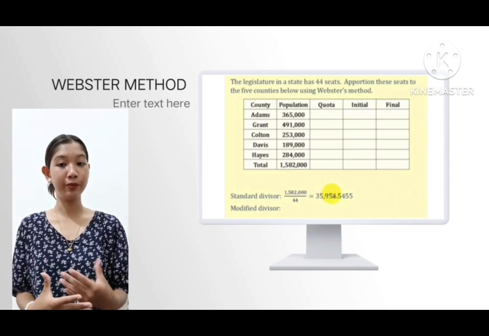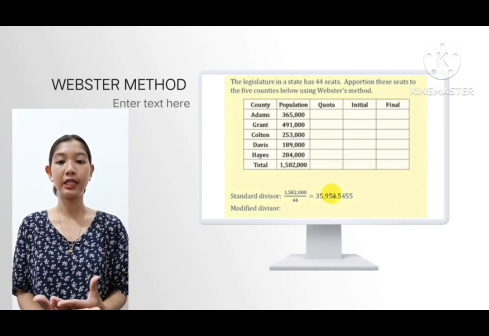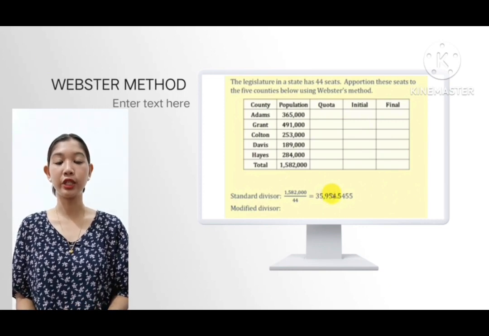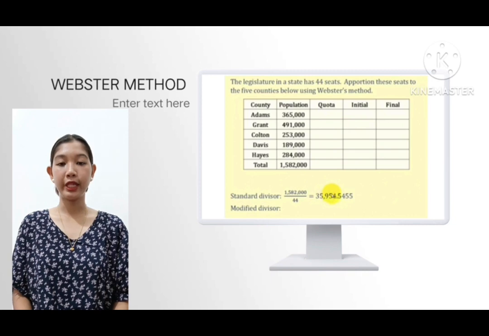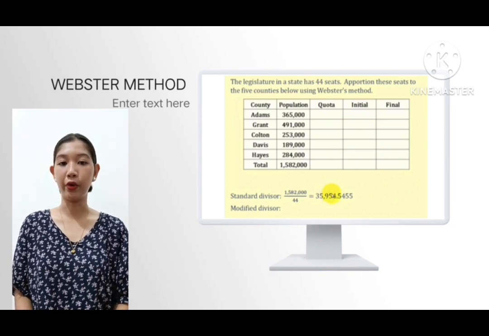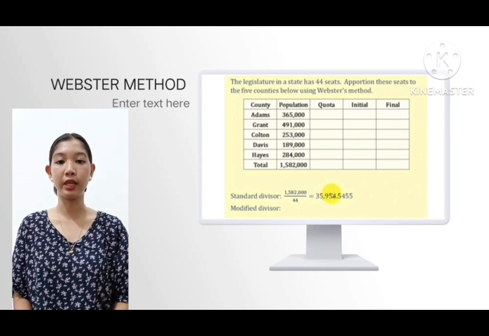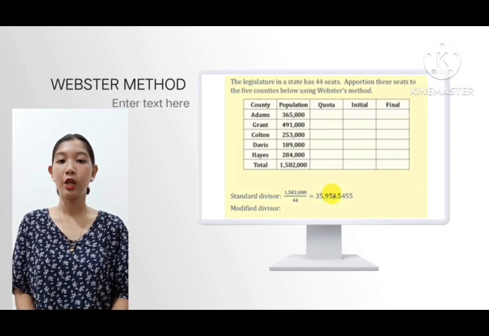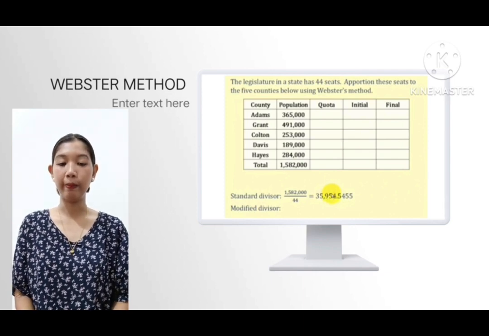So using our Webster method, we want to begin by finding the standard divisor. So we find the sum of all the populations, which is 1,582,000. We divide this by the number of seats, which is 44, giving us the standard divisor of 35,954.5455.